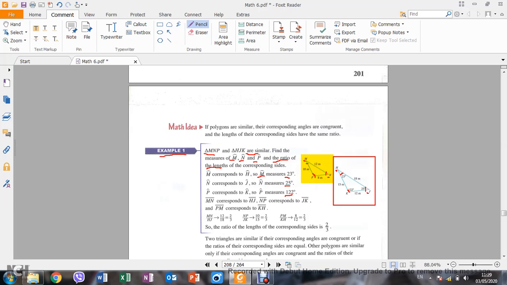The angles are like each other, but for example MN and HJ, the lengths are different, though they are corresponding sides. So every time we write corresponding sides like a ratio. MN corresponds to HJ. So we write MN over HJ.